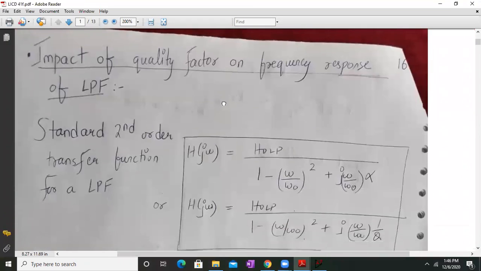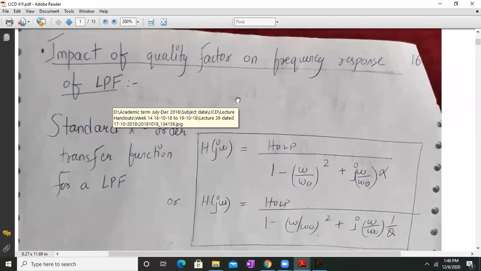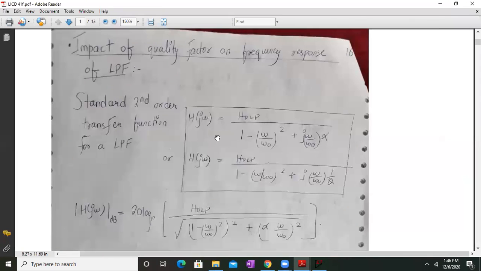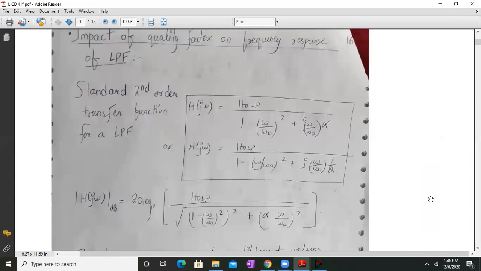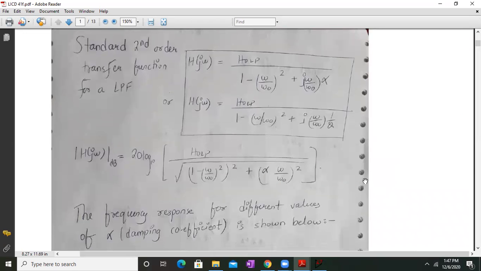Okay, so let's focus on the topic of the impact of quality factor on the frequency response of a low pass filter. We have already studied in the last lecture the standard second order transfer function for a low pass filter, which is given by the form H of j omega is equal to HOLP divided by 1 minus omega upon omega naught the whole square plus j into omega upon omega naught into alpha, where alpha can also be written as 1 upon Q. Q is the quality factor.